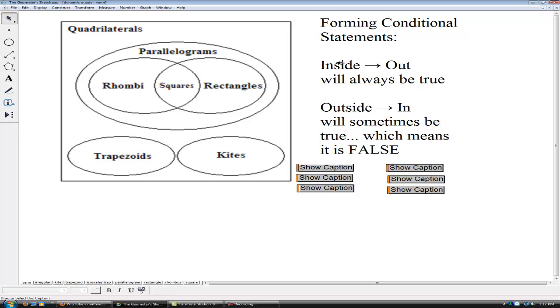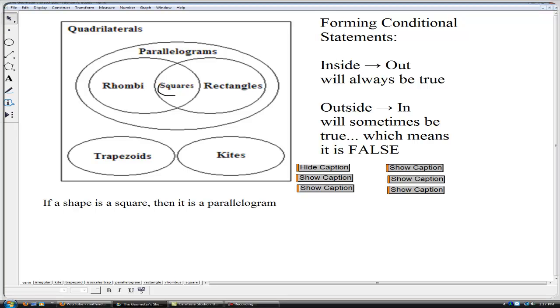So when we're forming a conditional statement using a Venn diagram, if we start inside and go out for our hypothesis, conclusion, or if-then statement, like for instance, let's look at this first one. If a shape is a square, then it is a parallelogram. So this would be a case where we are going inside out. If a shape is a square, then it is also a parallelogram. We started in, moved out. That will always be true.